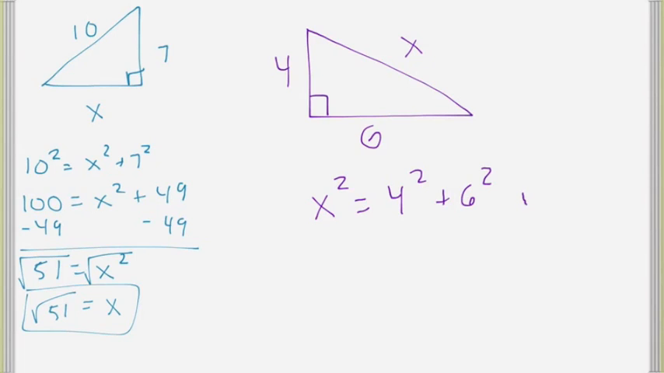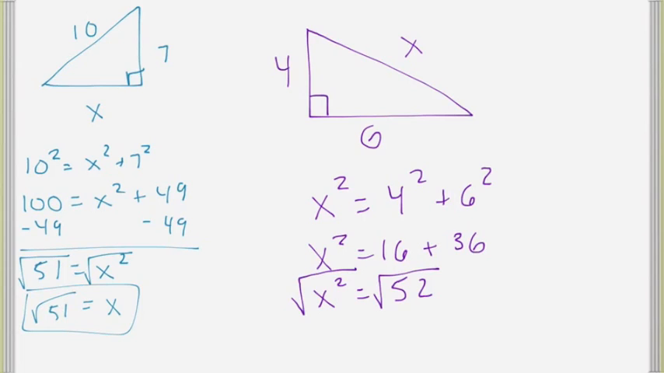Then we square the numbers we can square. So 4 squared is 16 and 6 squared is 36. Since they're on the same side, we can just add them up. 16 plus 36 is 52. And we said in the last problem, to undo a square, we do a square root. Gives me x. And then we need to think about simplifying.